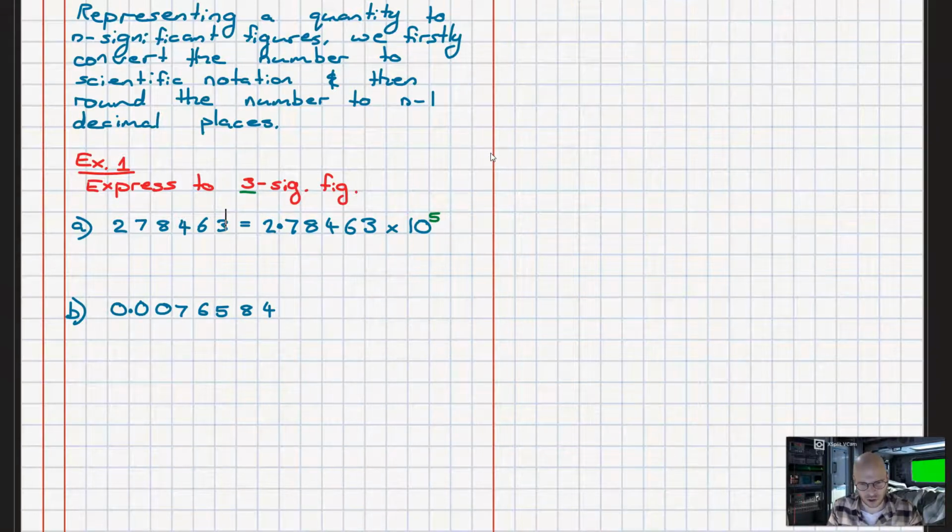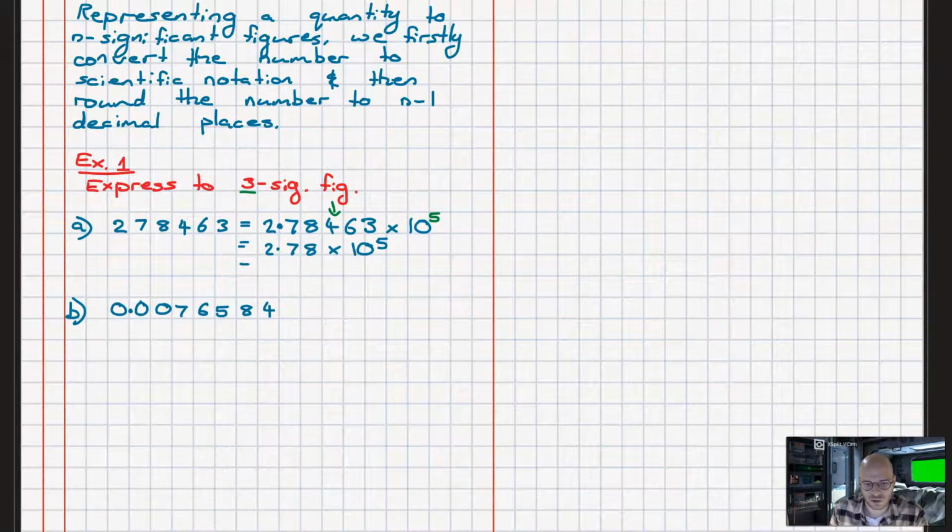And we ask ourselves, is this digit 4, is it equal to or greater than 5, or is it less than 5? So if it's less than 5, then we round down, and if it's greater than 5, we round up. So rounding it over, we go 2.78 because it's less than 5, and thus the result is going to be 2.78 times 10 to the 5.